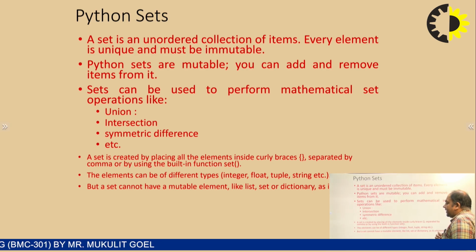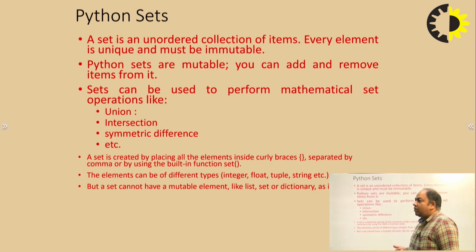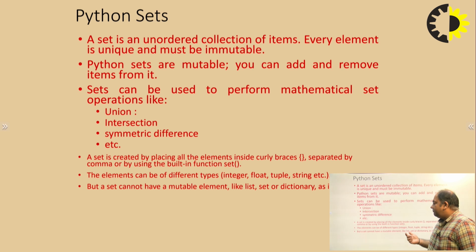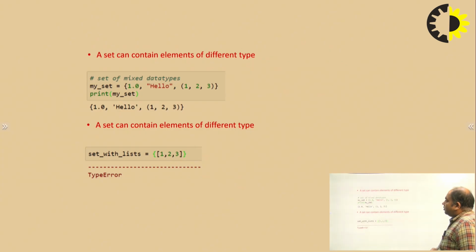A set is created by placing all the items inside curly braces like we do in a dictionary, but they are separated by commas. But in sets we do not use key value pairs. We just define our elements, and they can be of any data type. So my set has elements of different data types: 1.0 is a float, hello is a string, and 1, 2, 3 is a tuple. If we want to print my set, I just write the statement print my set and it prints all the elements of my set.